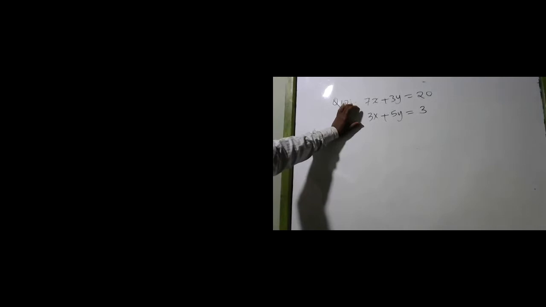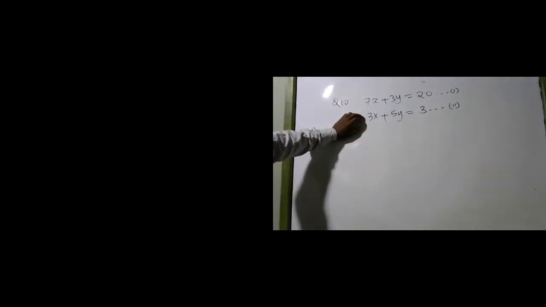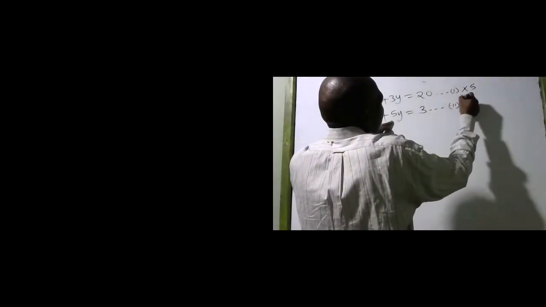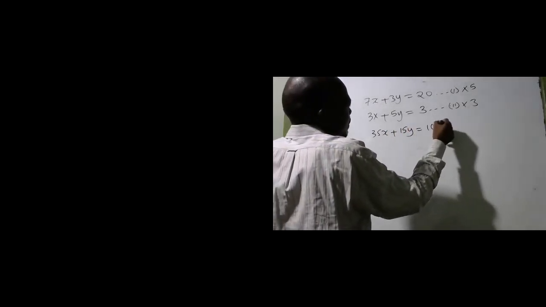So this one is a simultaneous equation. We are going to use the elimination method to solve this one here. So this one is equation 1. This one is equation 2. Now we can multiply by 5 here. In this case, we want to eliminate y. We want to eliminate y. So we multiply, that is 5 times 7 is that 5x plus 15y is equal to 100.